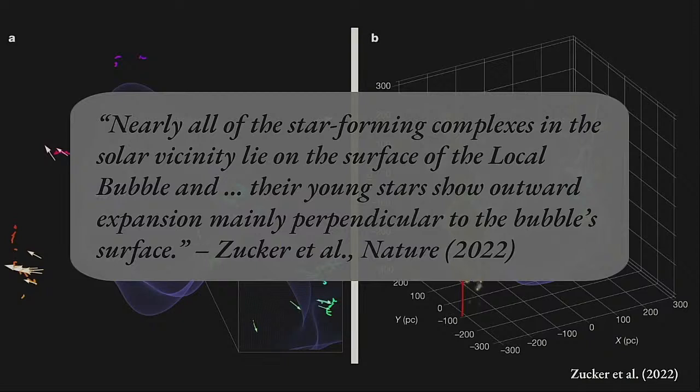So here's a direct quote from that Nature paper where these results were presented. "Nearly all of the star-forming complexes in the solar vicinity lie on the surface of the local bubble, and their young stars show outward expansion, mainly perpendicular to the bubble's surface." Okay, so molecular clouds and many star-forming molecular clouds seem to be on the surface of expanding bubbles, where material is swept up and piled up on the shell of the bubble, which creates dense molecular clouds.